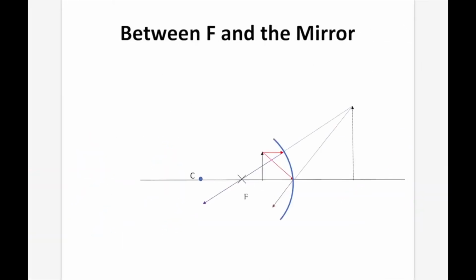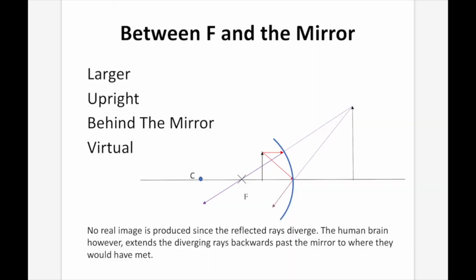Object is between F and the mirror. When it's between F and the mirror, you get a different kind of image. In this case, it's larger, it's upright, it's behind the mirror, and it's virtual. Why is it virtual? Because these rays aren't real. Keep in mind the mirror is opaque. Light rays can't actually pass through the mirror. So when they hit the mirror, they reflect off. Now what our brain does is that we extrapolate those lines and we say, okay, we know those light rays travel in a straight line. So this reflected ray must have come from back here. This reflected ray must have come from back here.